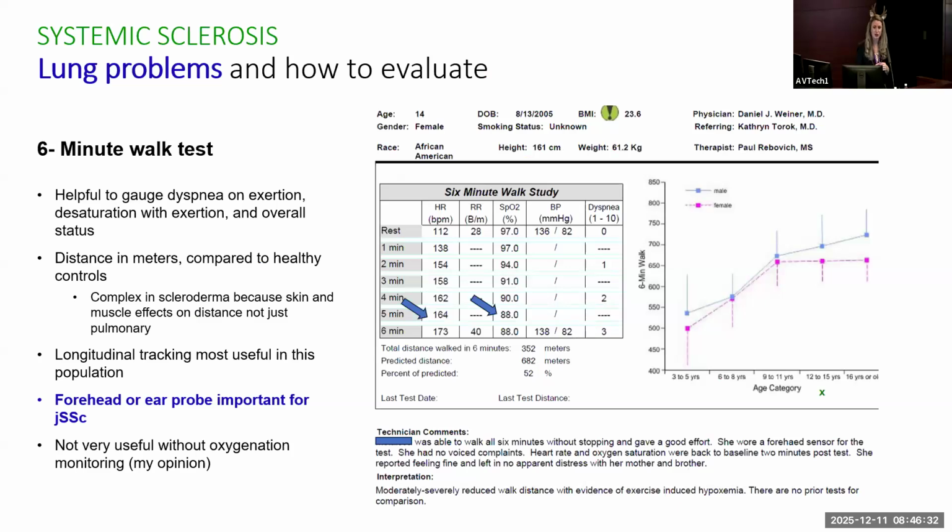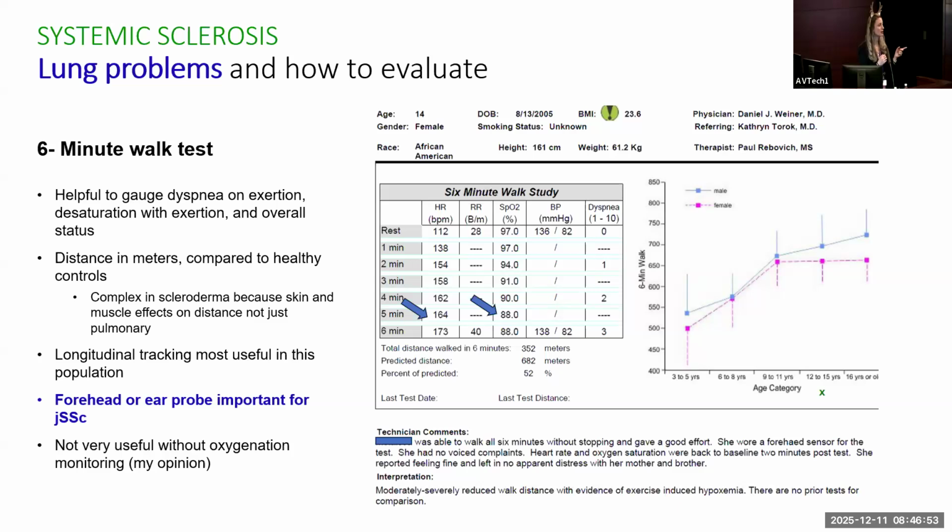Next, the 6-minute walk test. The beauty of this is to have the oxygen probe with them. We need to make sure it's on their forehead or the ear, for the issues that I mentioned. The 6-minute walk is great for knowing the distance, but we're actually looking for the desaturation and whether your heart rate is going up too high, things like that, that show you might be struggling with oxygen exchange.